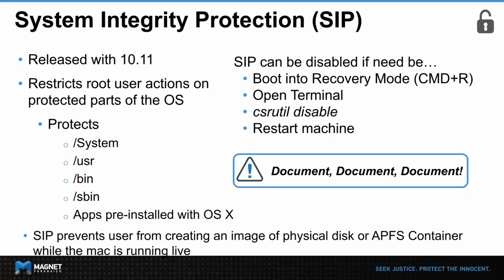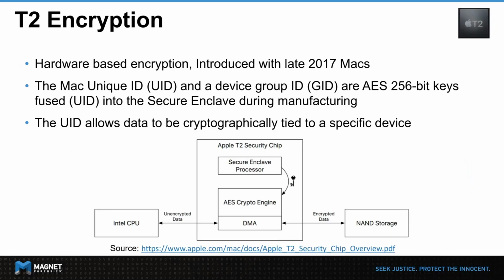So moving on, we have the T2 encryption. This has been around since late 2017 with the Macs. It's not going anywhere. The new Macs are going to have the T2 chip as well. And the Mac unique ID and the device group ID are 256-bit keys fused to the secure enclave during manufacturing.